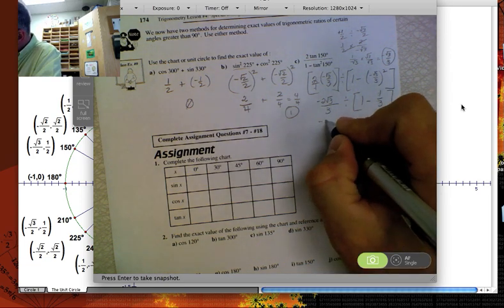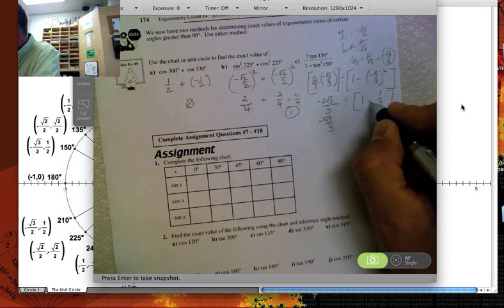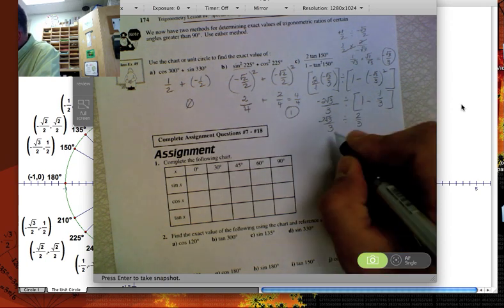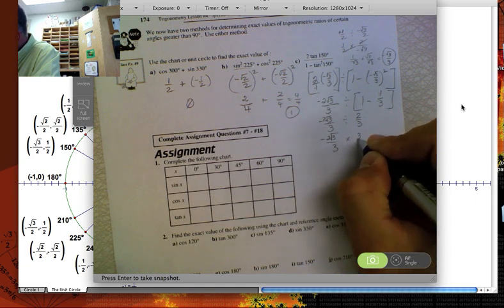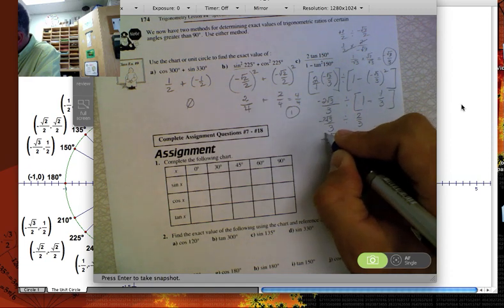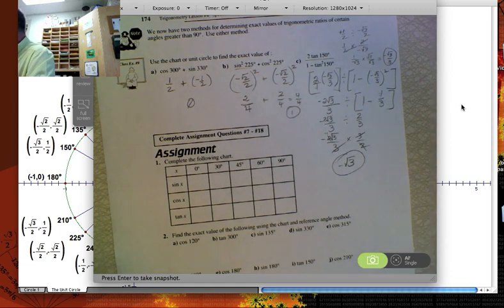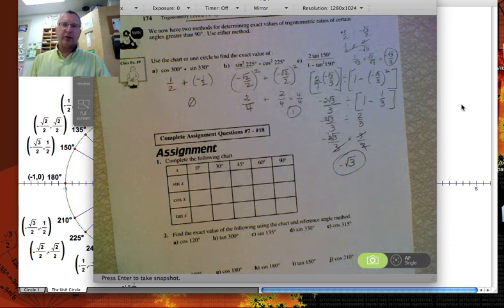So that gives us -2√3/3. 1 minus 1/3 is going to give us 2/3. And now if we invert and we multiply, 3's cancel out, 2 goes into -2, -1 times, I get an answer of -√3. So there you go. You can solve some simple questions using unit circle.